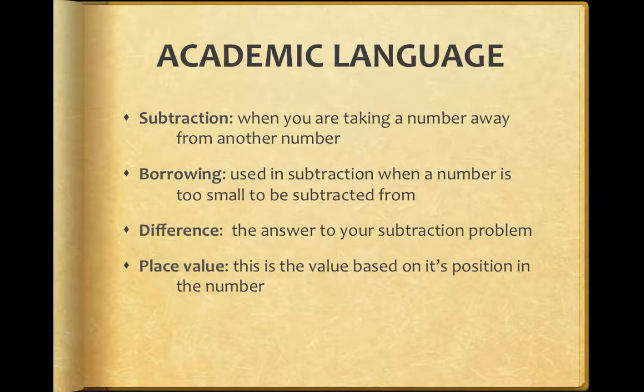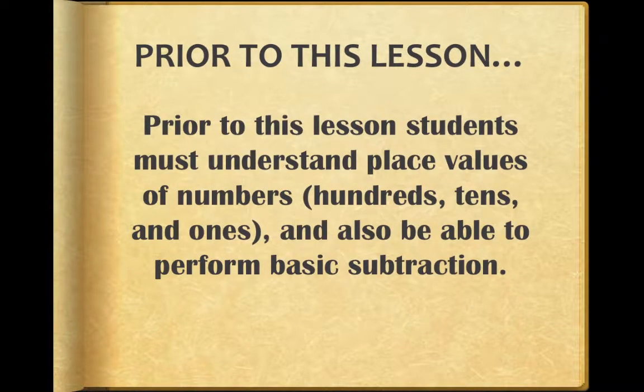The academic language is subtraction. It's when you are taking a number away from another number. Borrowing, used in subtraction when a number is too small to be subtracted from. Difference, the answer to your subtraction problem. And place value. This is the value based on its position in the number. Prior to this lesson, students must understand place values of numbers and also be able to perform basic subtraction problems.